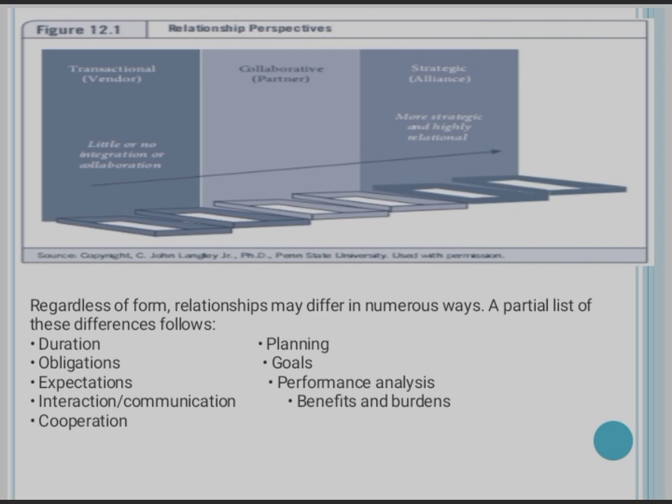Number 9, last, benefits and burdens. The distribution of benefits and costs among parties involved can vary. It is important to establish a fair and equitable distribution to maintain a healthy relationship.